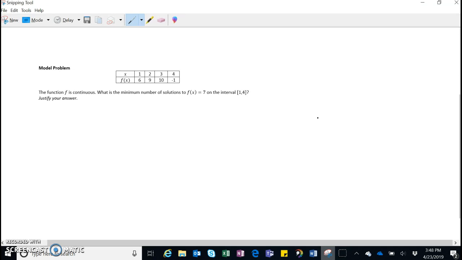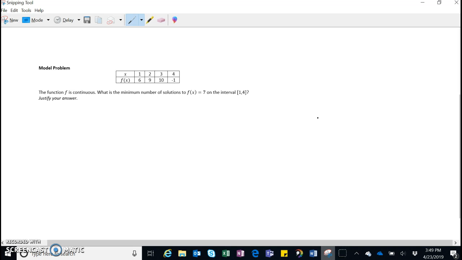So our first big key lever and big theorem is the IVT. I haven't snipped the whole statement of the IVT. I just grabbed the model problem over here, but it's right up above on page 48 if that's where your packet is. So we have a function that's continuous and we are looking at a few data points from that function in this table. And the question is, what's the minimum number of solutions to f of x equals 7 on the interval 1 to 4?